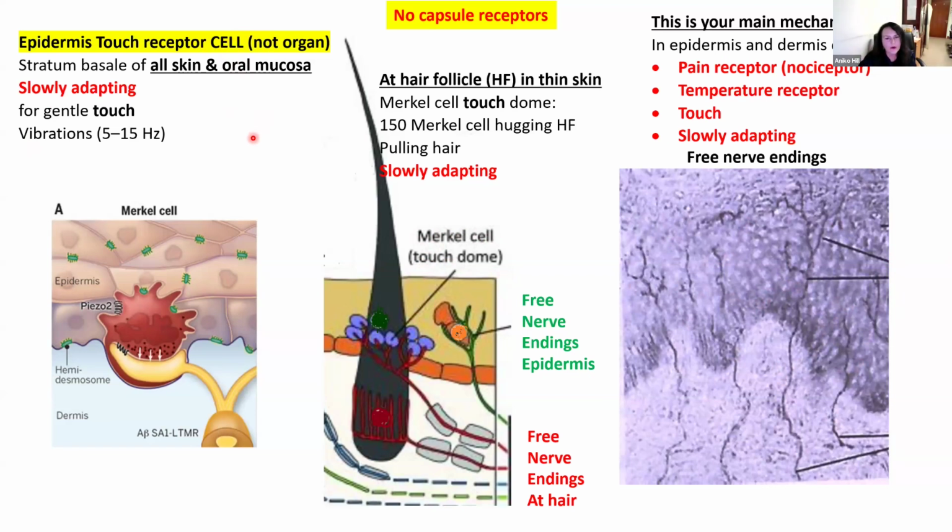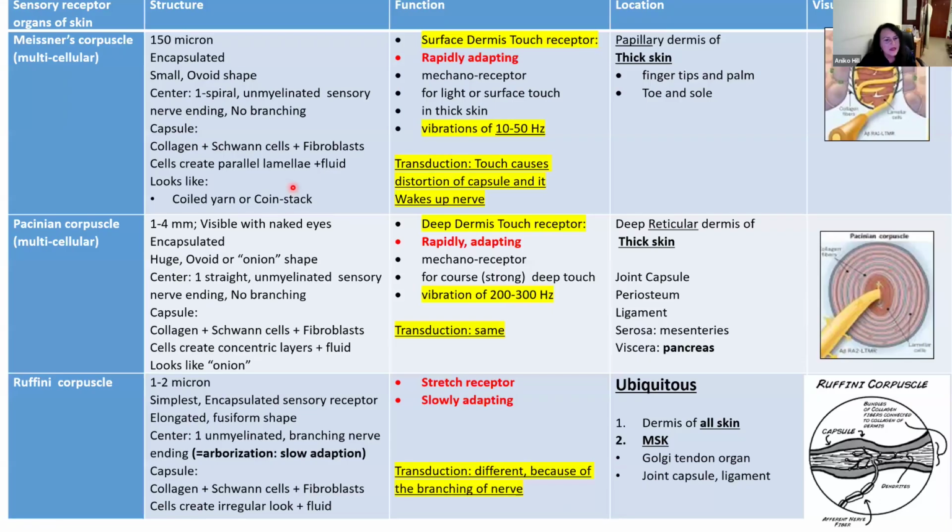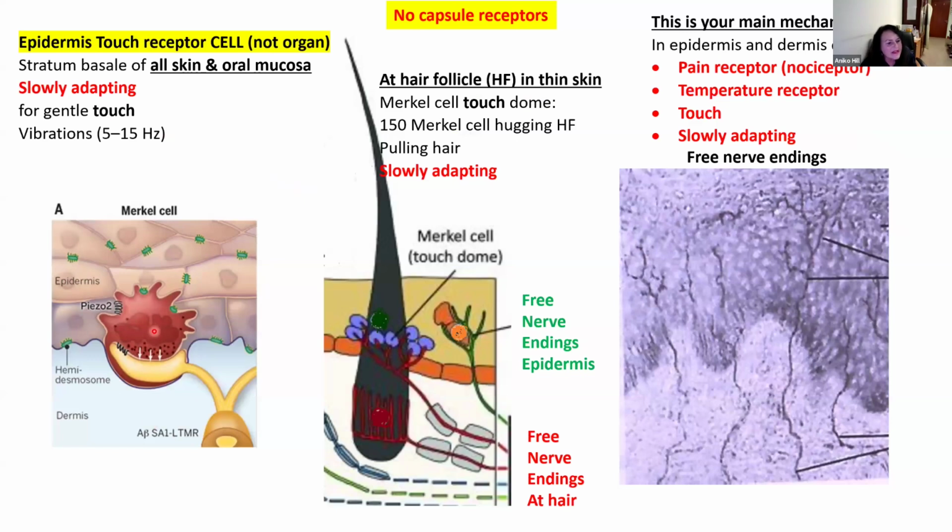All of the other receptors that we covered here, they are not cells. They are multiple cells. They are Schwann cells, fibroblast, collagen, a sensory nerve ending, neuron. These guys are relatively complex, but this guy is really just one cell sitting in the stratum basale of the epidermis. And it is located in all skin and even in oral mucosa.